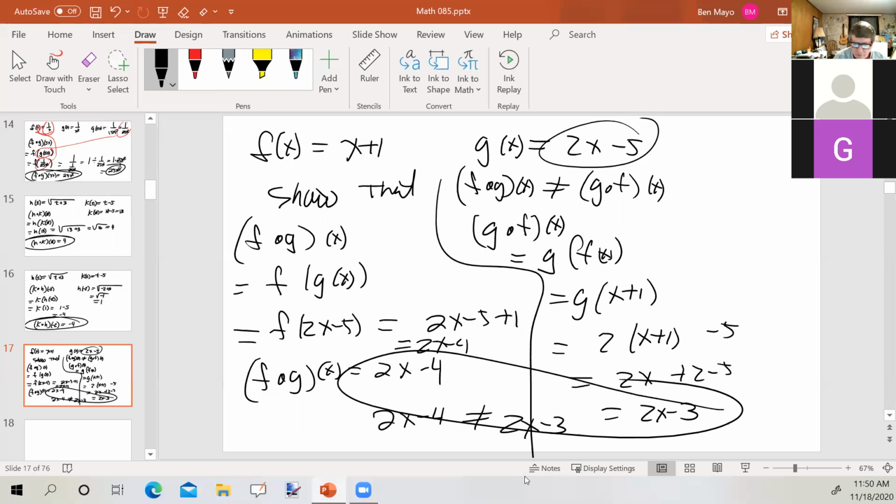Now, what we're going to be looking at tomorrow, we'll be looking at some specific cases where composition is commutative, but only in certain contexts that we will be discussing tomorrow.